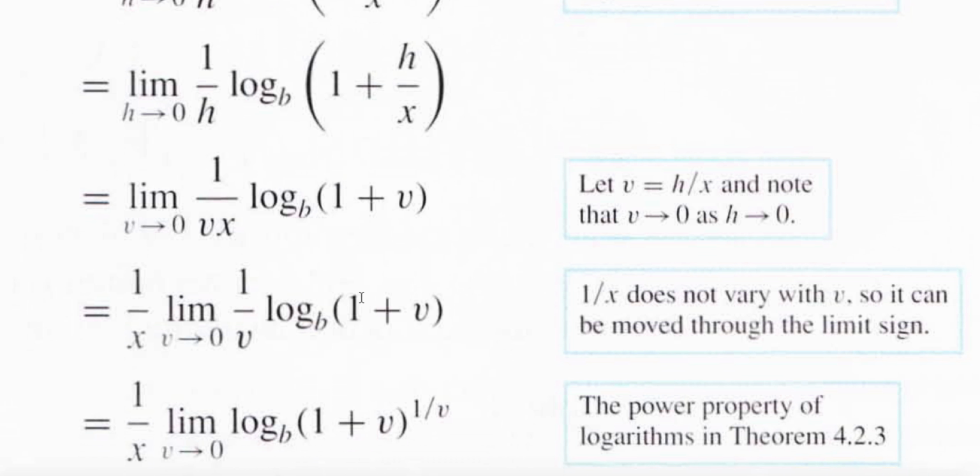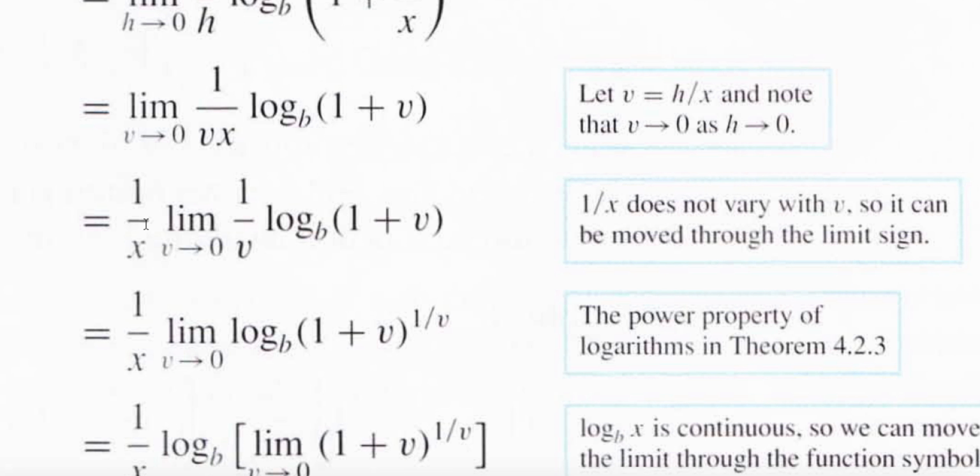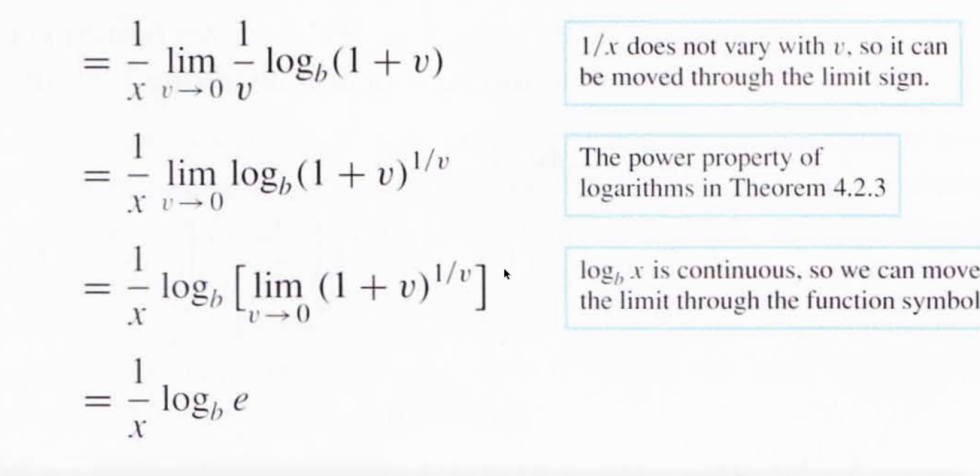So I end up with the limit as v goes to 0 of 1 over vx times log base b of 1 plus v. Now I separate my 1 over x. This is 1 over x times the limit as v goes to 0 of 1 over v times log base b of 1 plus v. And now I'm going to use the power property of logarithms and bring the 1 over v up above, giving me this limit.